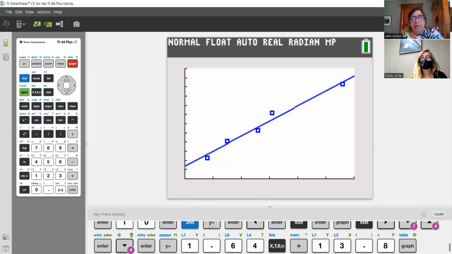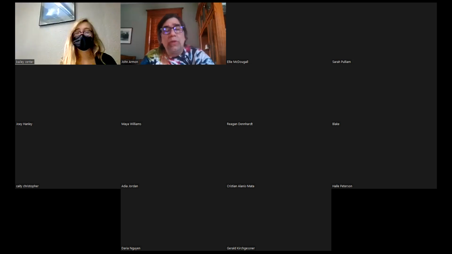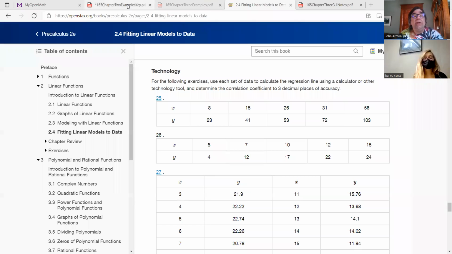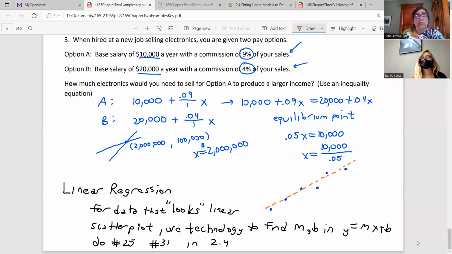All right, so that one was number 20. Go back to that page here. Yeah, number 25. So you can write down for number 25, M is equal to 1.64 and B is equal to about 13. And that's all you have to do in section 2.4.